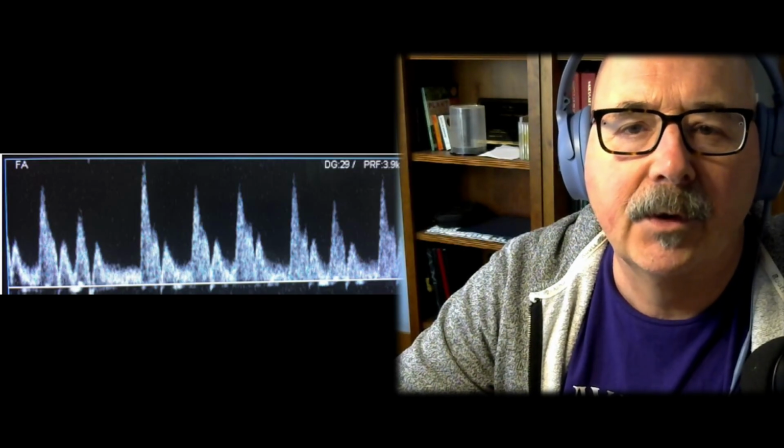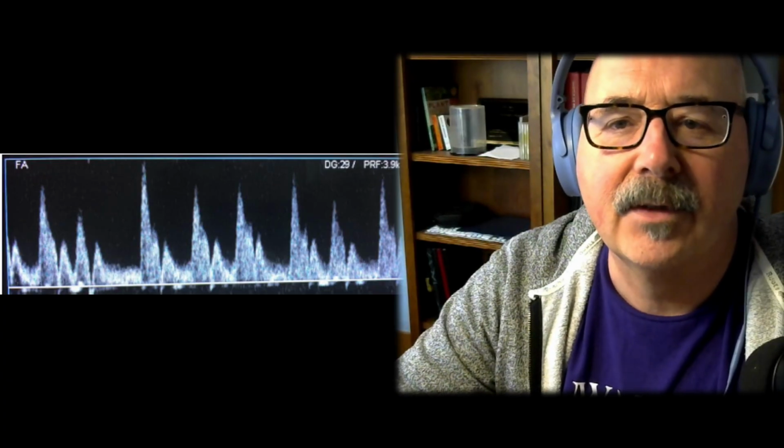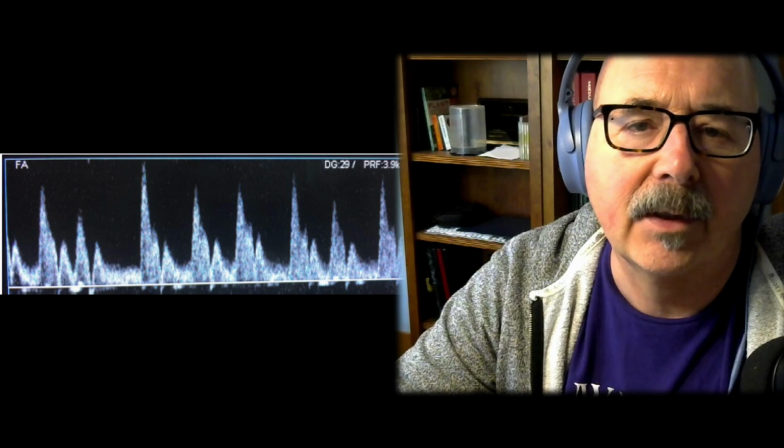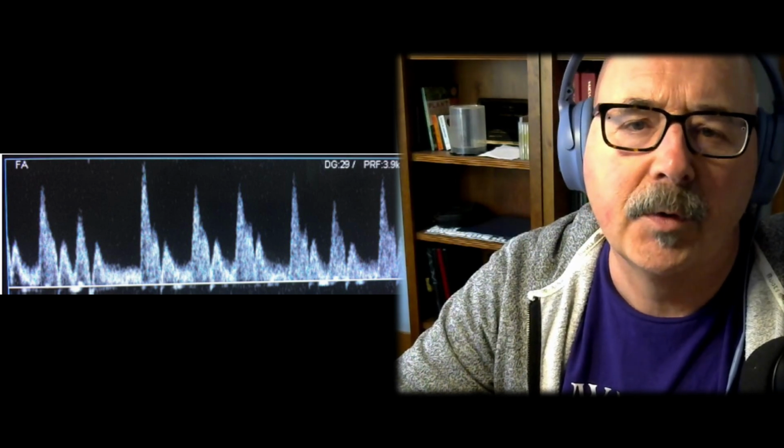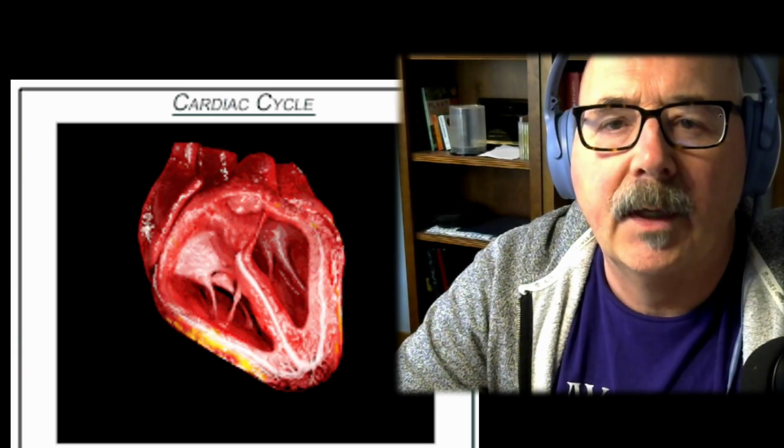AFib is harder to diagnose without an EKG because despite the atrium dancing like your drunken uncle at a wedding, the ventricle tends to continue to beat with some regularity. However, the stroke volume alters from beat to beat, so the velocities also tend to vary. Why does the stroke volume and concomitant peak systolic velocity change during these arrhythmias?